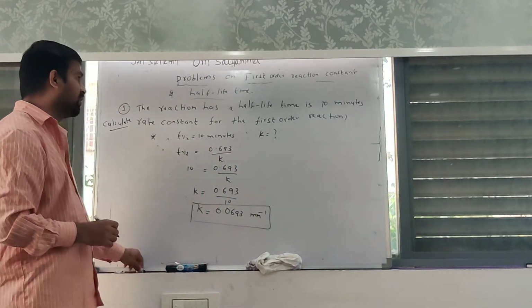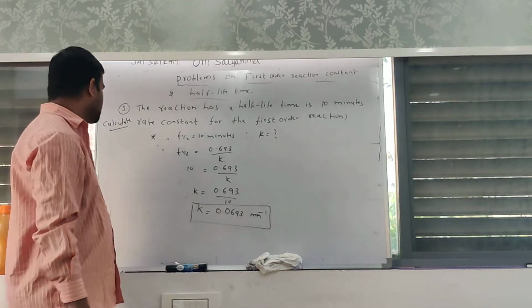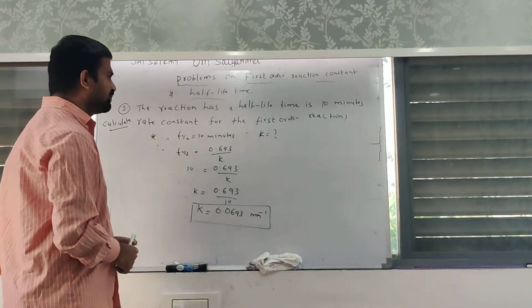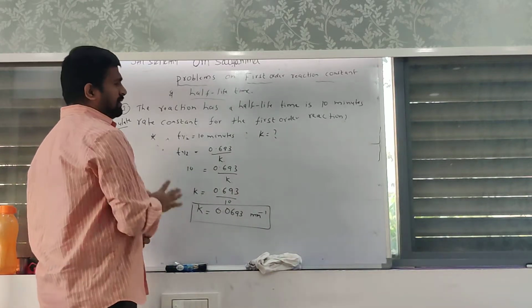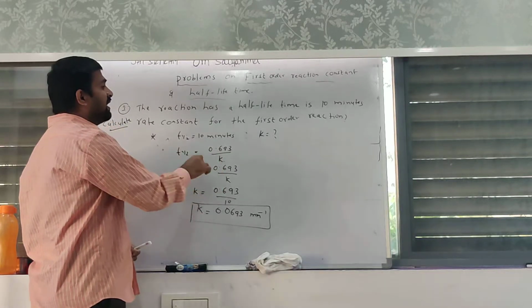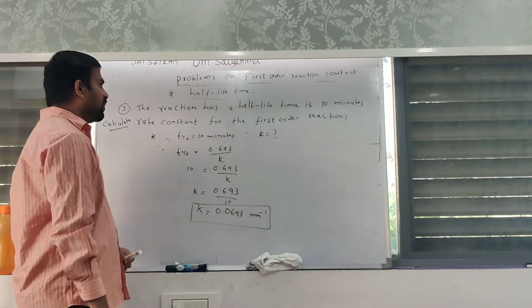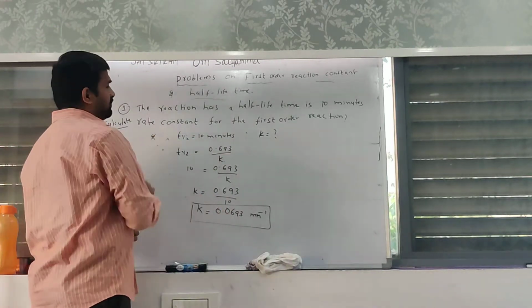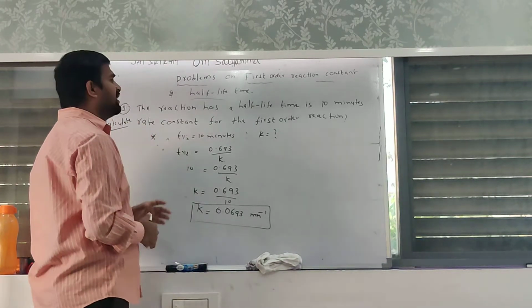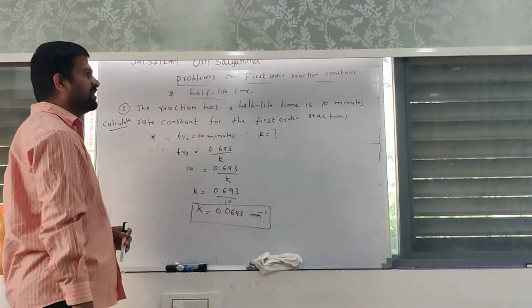Question is, the reaction has a half lifetime of 10 minutes, then calculate the rate constant for the first order reaction. What is being asked in this question? Calculate the rate constant for the first order reaction, that is K. From the given data, very important information is given: the half lifetime of the first order reaction is 10 minutes.